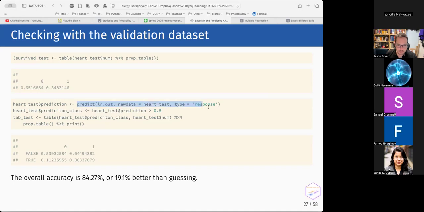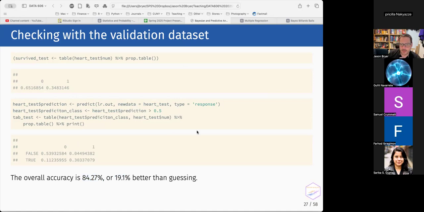Here now I'm doing predictions, and I don't think I showed this before. On the predict function, I still pass it my regression output, but I give it new data. This is the test data set. Again, I have to split it at 0.5. And here's my confusion matrix. On this one, my accuracy is 84.27, or 19.1% better.